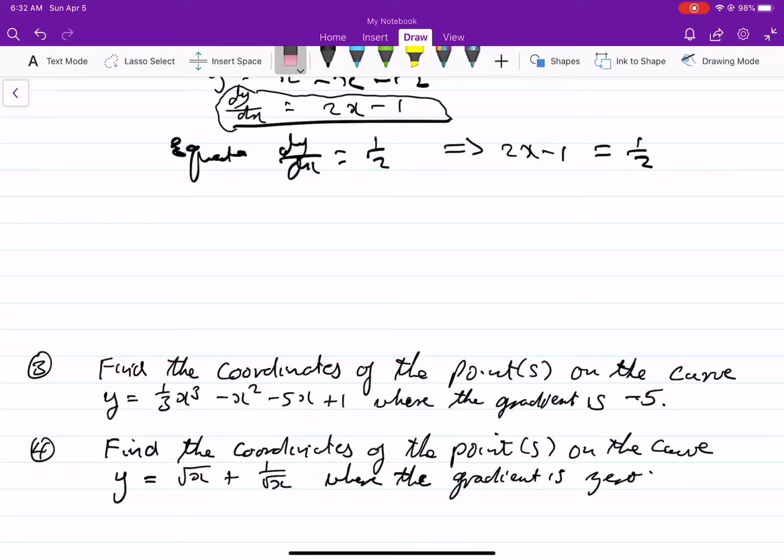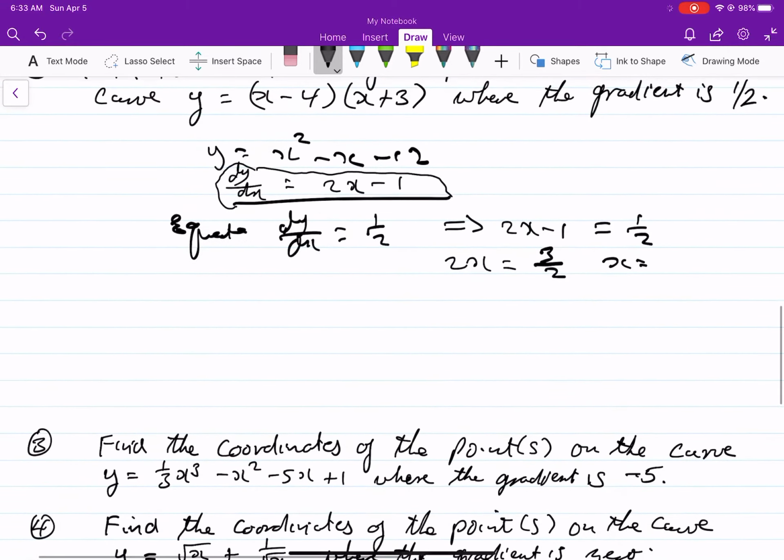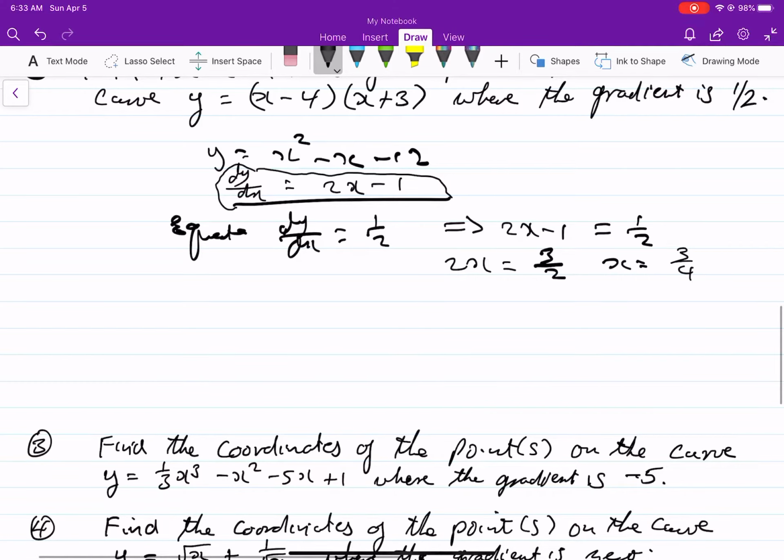What's the best way to do this? Throw the 1 over, you get 2x is equal to 1 plus a half. That's 3 halves. And therefore, x is equal to 3/4. So at the point where the gradient is a half, the x-coordinate is 3/4. Let me double check that. 1 plus a half is 3 halves. Divide that by 2, you get 3/4. Okay.